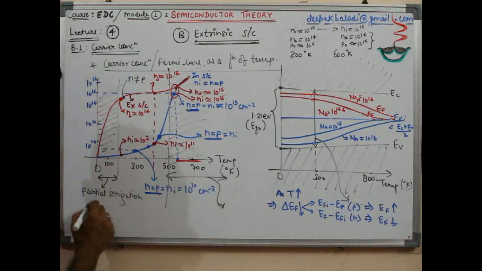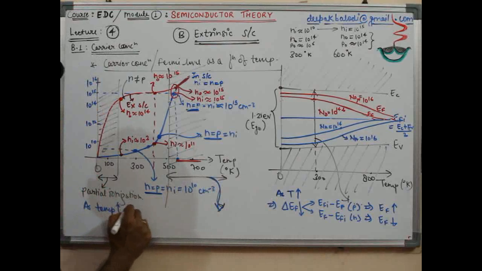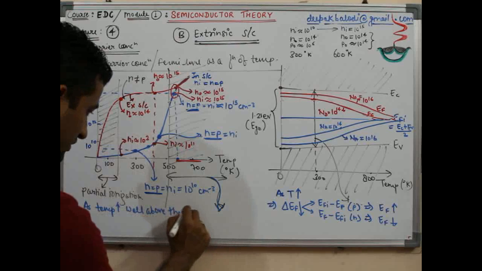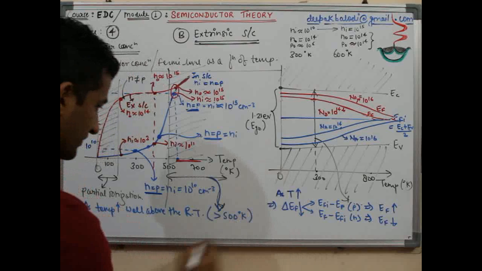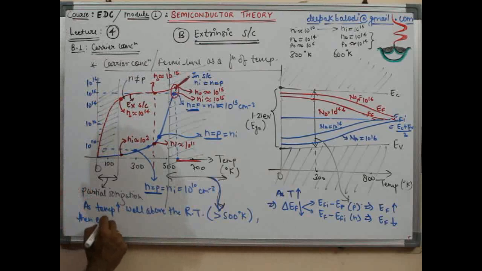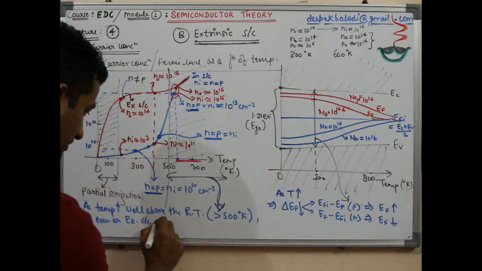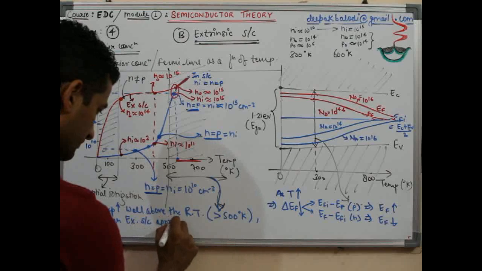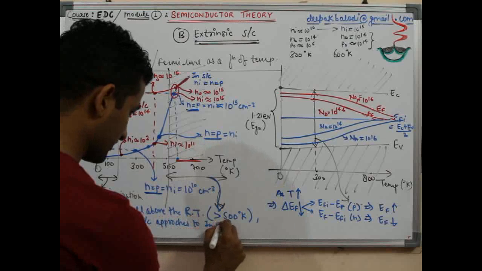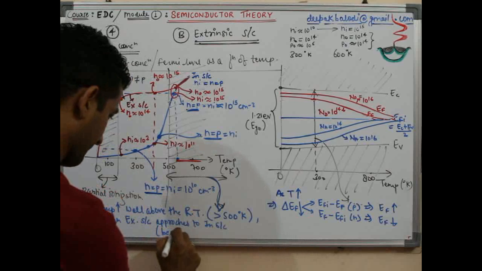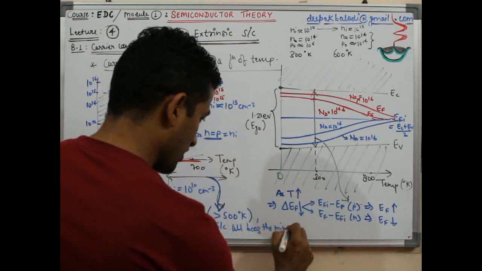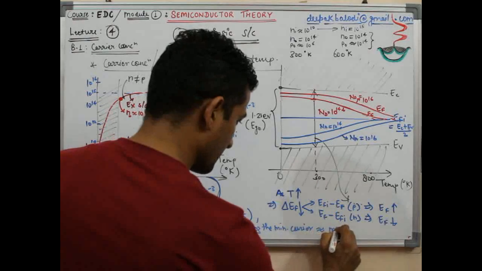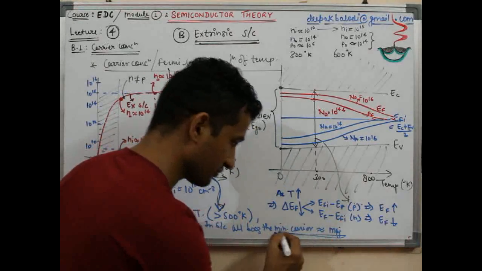So the statement is, at this range of temperature, as temperature increases well above room temperature, let's say greater than roughly 500 degree Kelvin, even an extrinsic semiconductor approaches, or becomes, I must say, an intrinsic semiconductor, all because the minority carrier concentration becomes comparable with the majority carrier concentration.